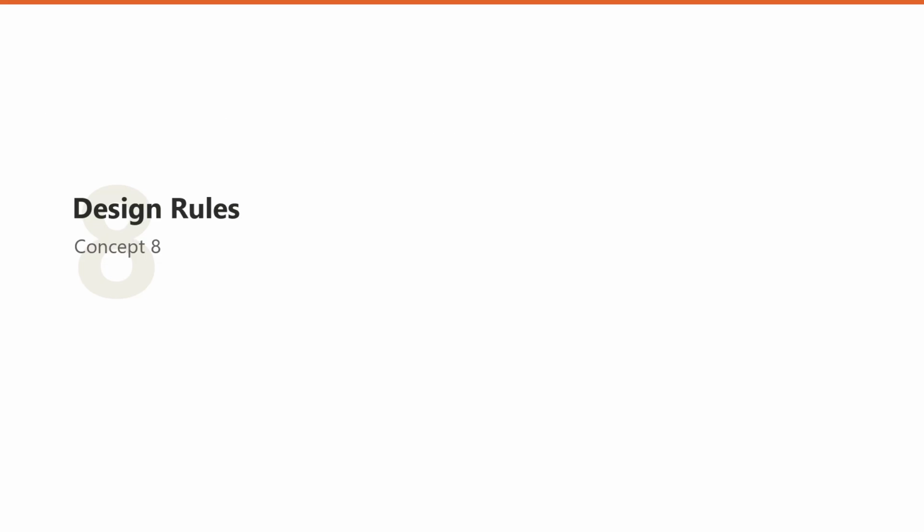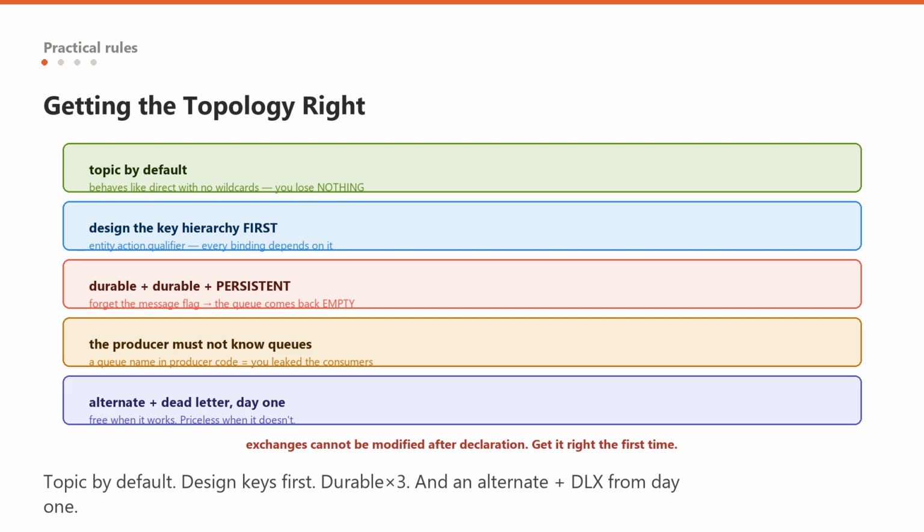Concept 8. How to actually design your routing. The mistakes to avoid. Some rules, learned the hard way. 1. Use a topic exchange by default. It behaves exactly like a direct exchange if you use no wildcards, so you lose nothing, and you keep the door open for wildcard bindings later without a migration.